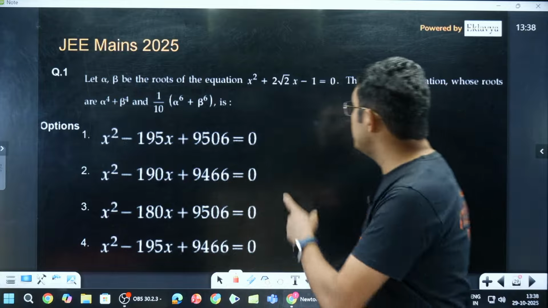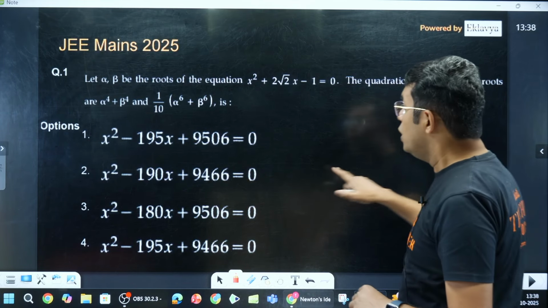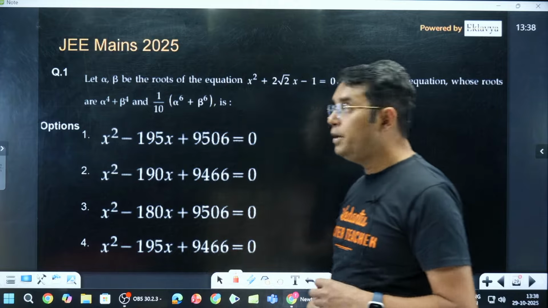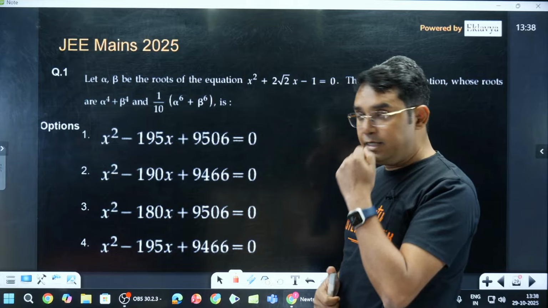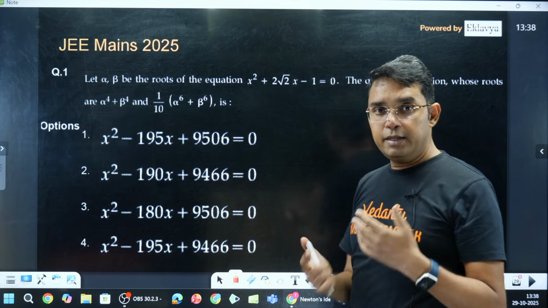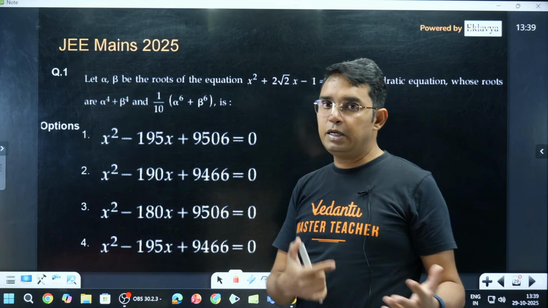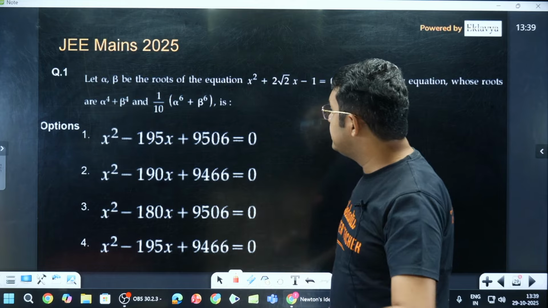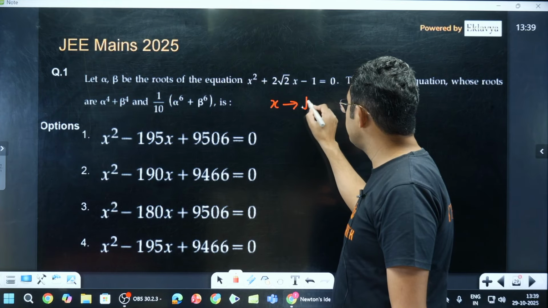Alpha and beta are the roots of this quadratic, and you have to find the quadratic whose roots are alpha power 4, beta power 4, alpha power 6, beta power 6. Now one of the methods is that you start with alpha plus beta, then alpha square beta square, then alpha power 4, beta power 4, alpha power 6, beta power 6. You can do it, but what I will suggest here is that I will use once again the transformation.